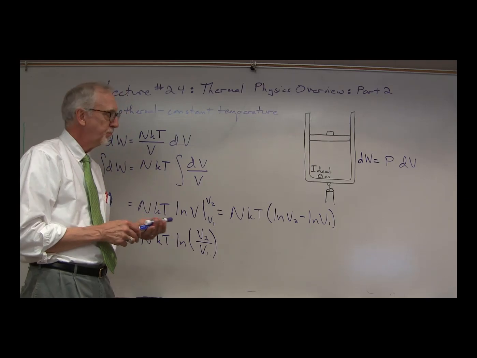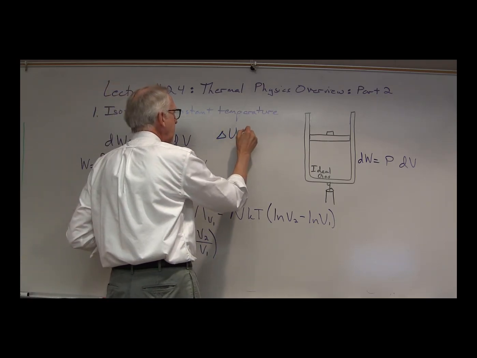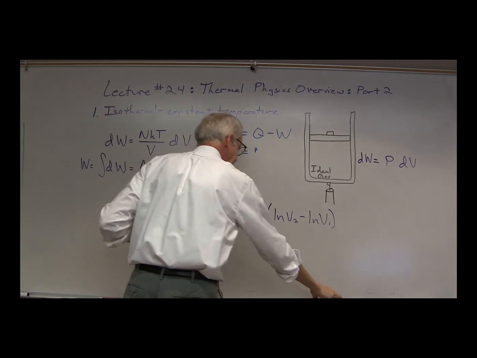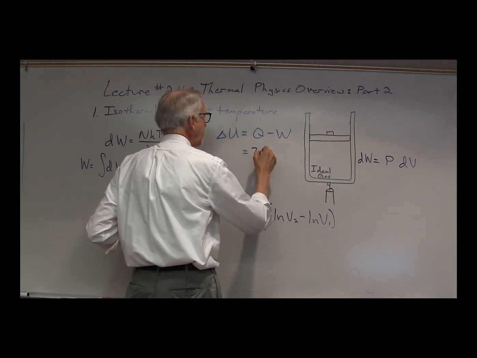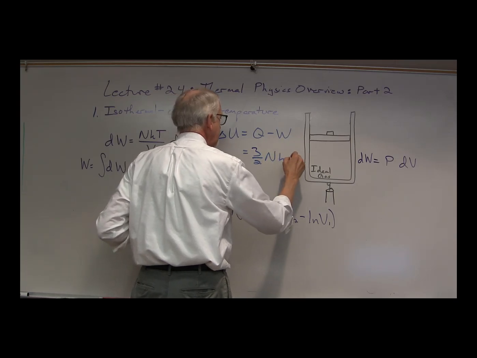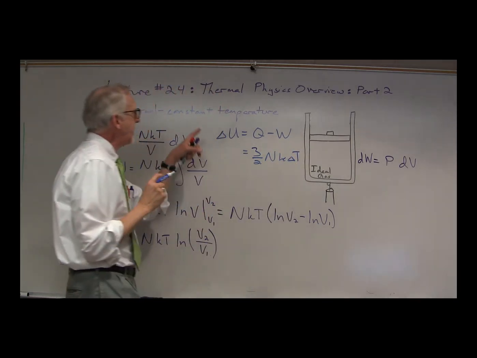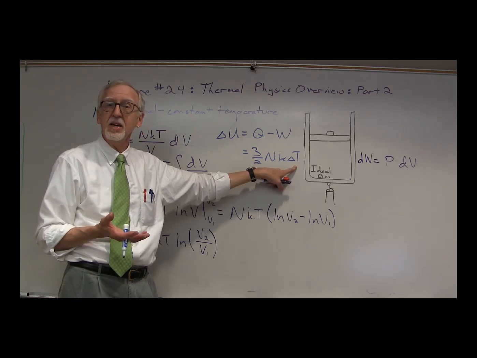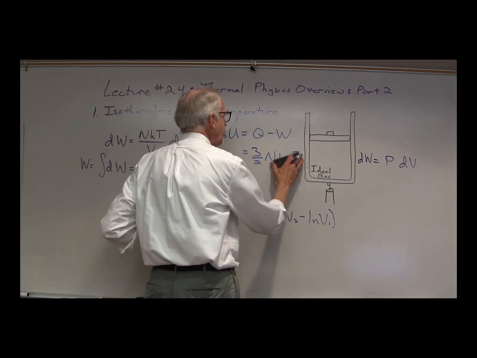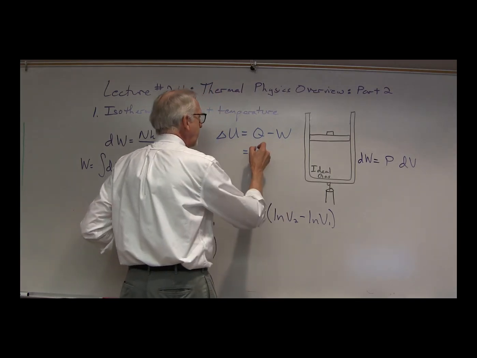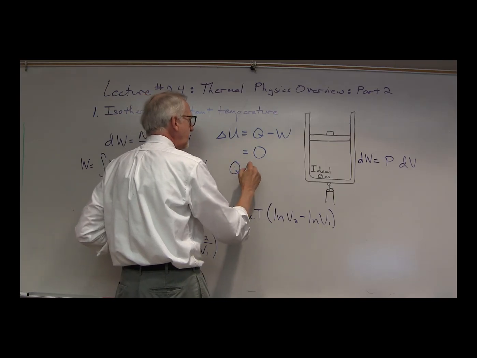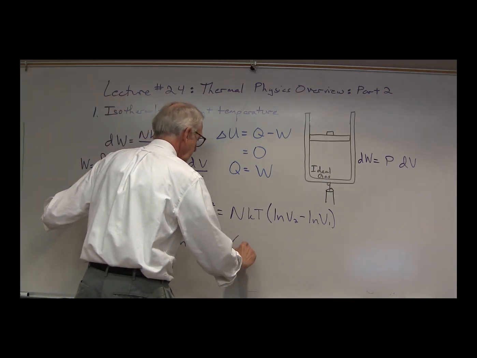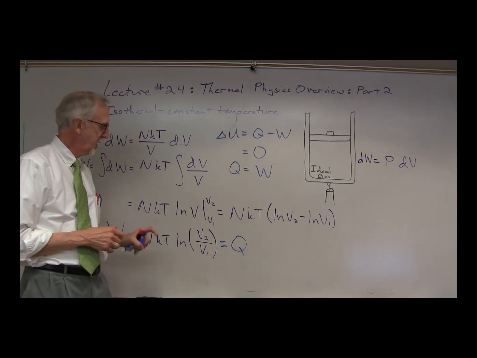But there's something else. We know that delta U equals Q minus W, and delta U is 3 halves, whoops, forgot the 3 halves, 3 halves NkT delta T. But at constant temperature, what's delta T? Delta T is 0. If the temperature is constant, T is not changing. Delta T is 0, so that means delta U must be 0. Q minus W is 0. Q equals W. So not only does this equal the total work done, this must equal Q, the heat added to the system. Very, very interesting.